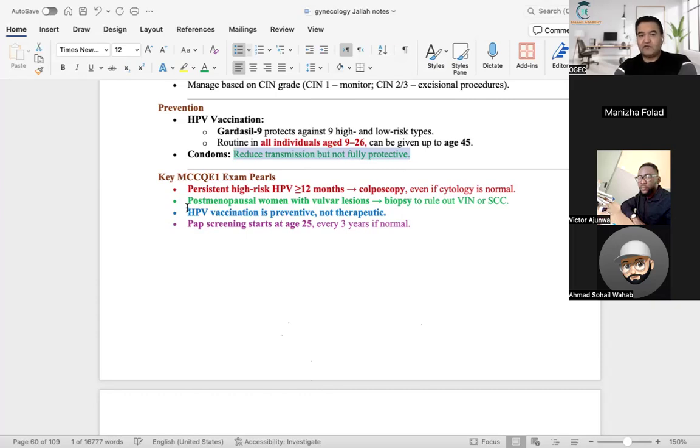So the key for the exam that you have to remember: persistent high-risk HPV, more than 12 months of HPV, also again positive, colposcopy, even if the cytology is normal. Postmenopausal woman with a vulvar lesion, biopsy. Any lesion after menopause is considered malignant until proven otherwise, so you have to do biopsy to rule out malignancy. HPV vaccination is preventive, not therapeutic. So it has to be done when? Before the patient is sexually active or before the first sexual activity. Pap smear screening starts at age 25, and it's done every 3 years, if normal.